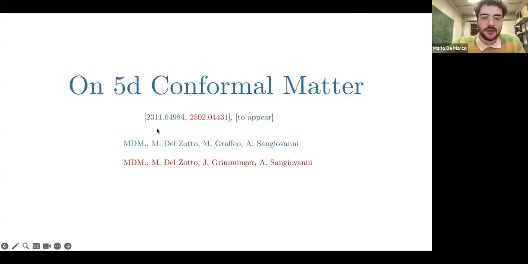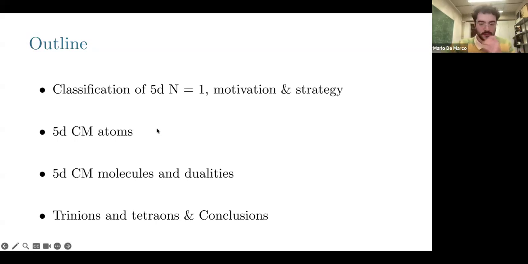So let me show you the outline of today's talk. I will start by presenting the problem of classification of 5D N=1 superconformal field theories. I will give some motivation, and also the general strategy that we use to attack such a problem, namely the use of M-theory geometric engineering. Then there will be a second, more technical part of the talk, in which I discuss a specific class of such conformal field theories that are called atoms in this talk. I will briefly explain why.